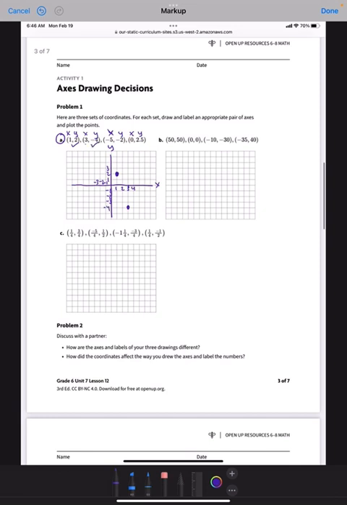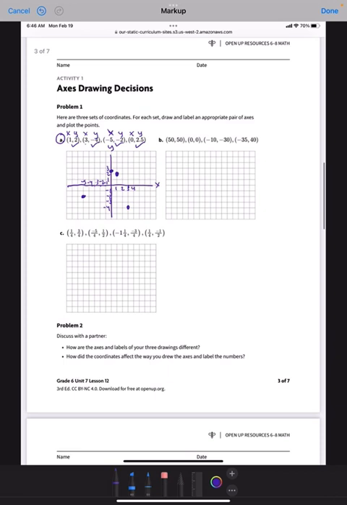X is negative 5, so that means I need to find negative 5 over on this side here. Let me erase that, sorry. Negative 5 would be, this is 1, 2, 3, negative 4, negative 5 is right here, and negative 2 for my Y. So it'd go down 2, just like that. And then 0 is X, so I stay, and it's 2.5. So I'd go right about here. And that's how I would plot all of these.